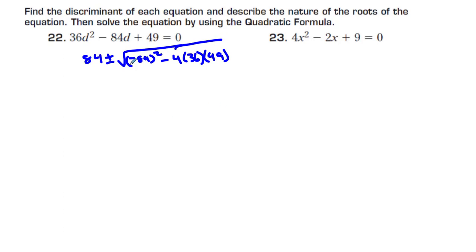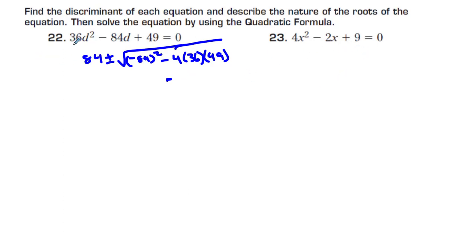So this is going to be like 80 times 80, which is like 6,400. 50 times 36 is going to be 1,800. 1,800 times 4 is like 7,200. It looks to me as though this might come out to be a negative with no solutions. I don't know. You've got to do this on the calculator.